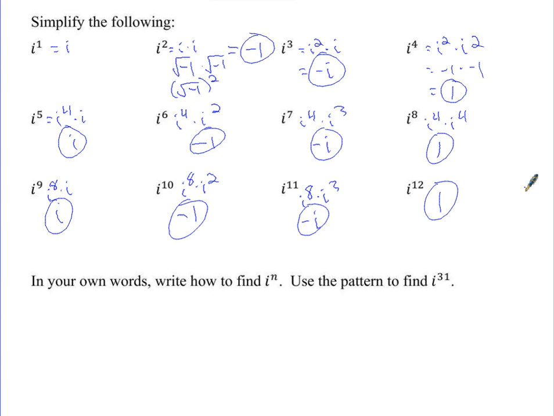5 and 9 are i, 6 and 10 are negative 1. Look at the columns. So what I want to do is, it says in your own words, how to find i to the nth power. Use the pattern to find i to the 31st. We need to identify the pattern here first, okay?